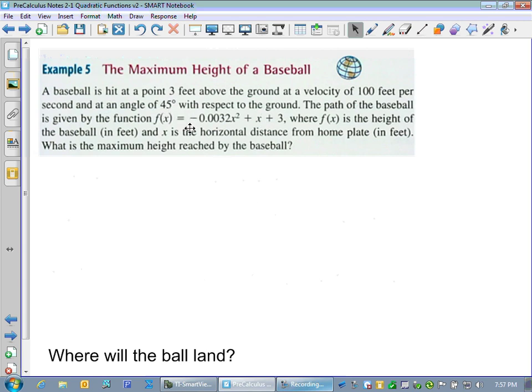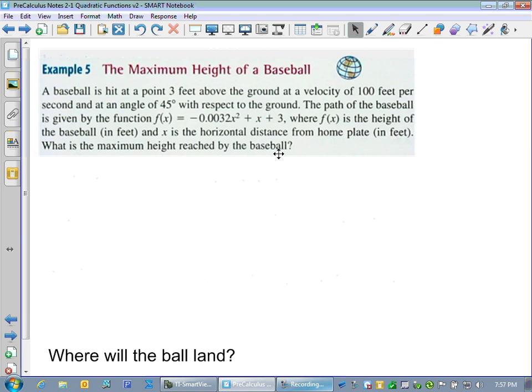This function gives us the path of the baseball, where f of x is the height in feet, and x is the horizontal distance from home plate in feet. And the question is, what is the maximum height reached by the baseball?